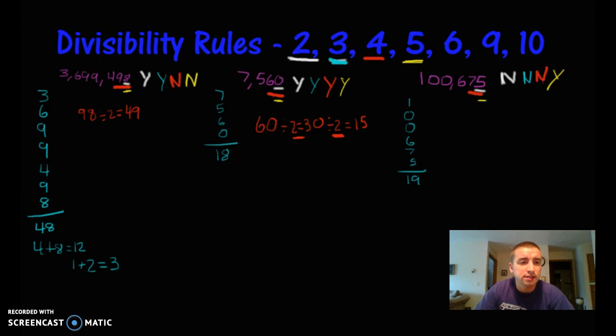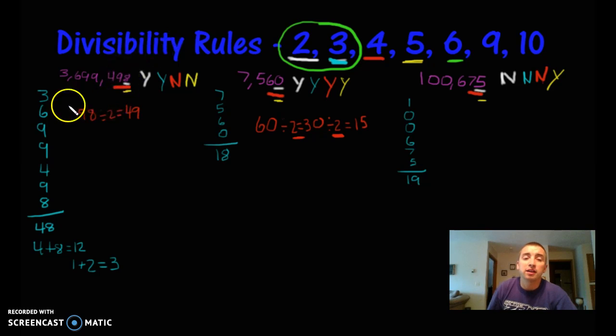For 6, we're just using what we already did. It has to be divisible by both 2 and 3 in order for it to work. So we come back here, and we don't even have to do any work. I'm just going to look at our 2 and our 3, so our white and our blue. For 3,699,498, it was divisible by 2 and 3, so yes, 6 is going to be divisible.